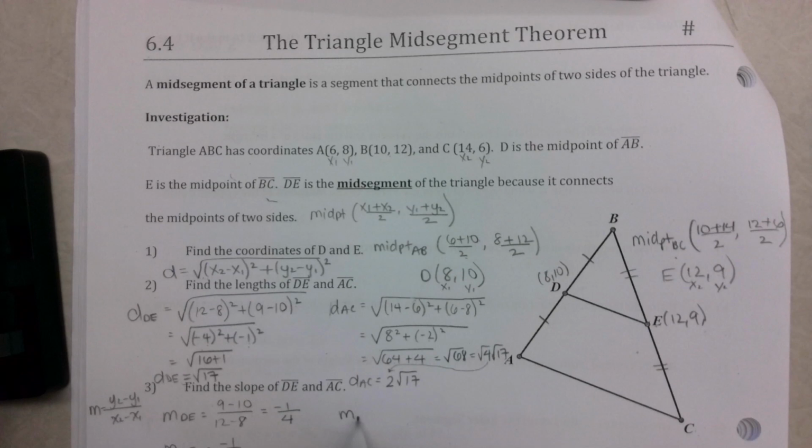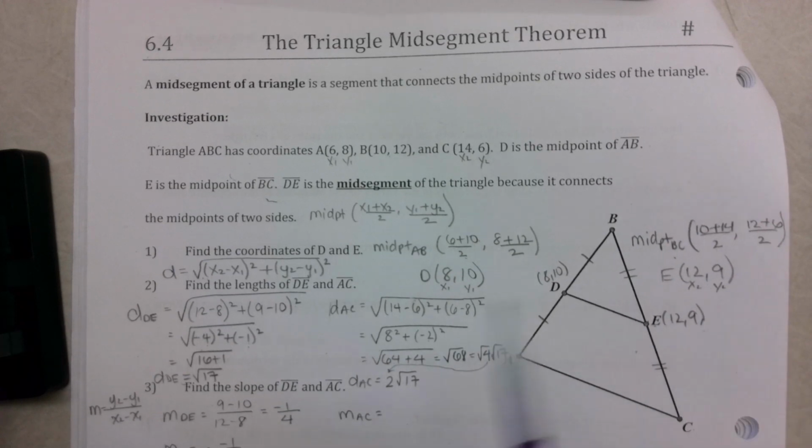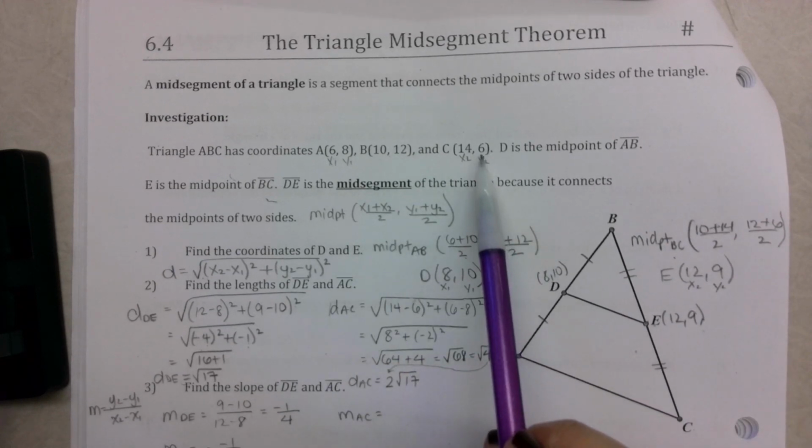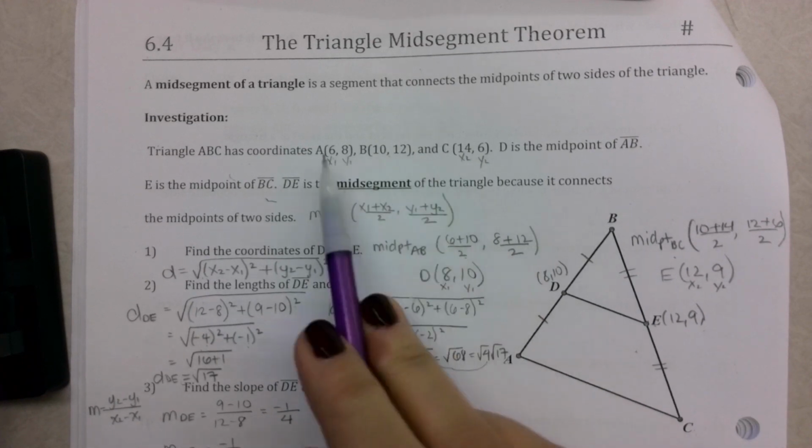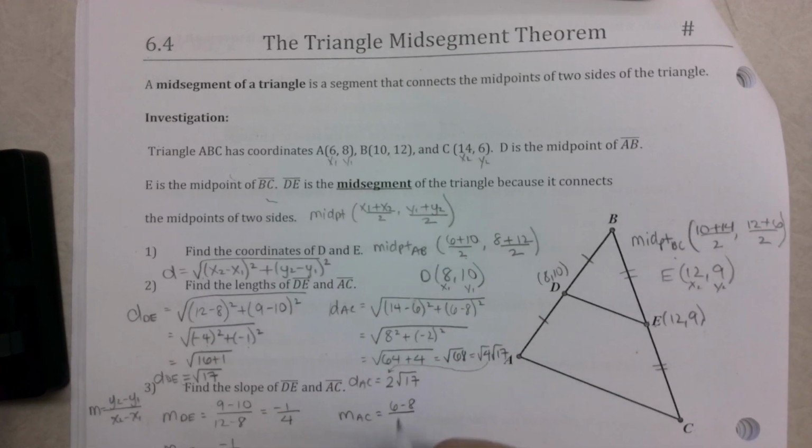Now I'm asked to find the slope of AC. So again, I had those labeled. I have 6 minus 8 divided by 14 minus 6. So I get -2 over 8, which ends up simplifying as well to -1/4.